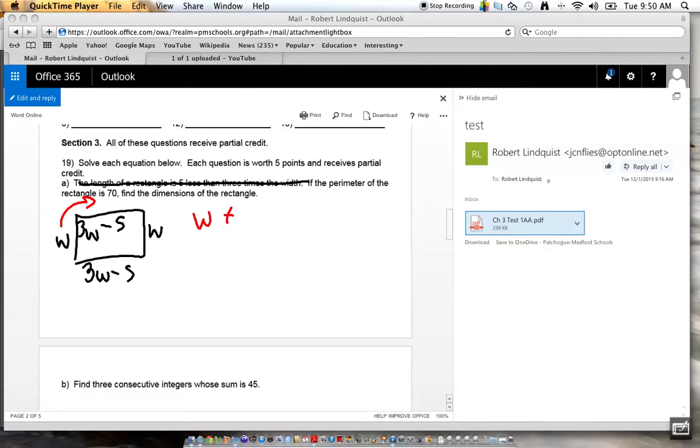So W plus 3W minus 5, those are my first 2 sides, plus another W, there's my 3rd side, plus 3W minus 5 is my 4th side, that is 70. So I can cross that sentence off now. And I'm left with find the dimensions. Now dimensions means length and width.